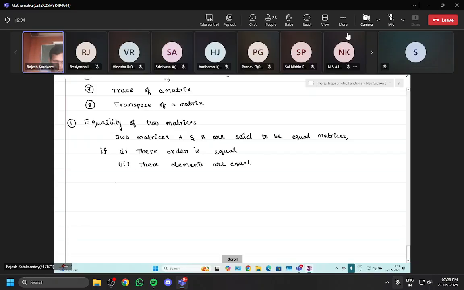Mathematically, we will say matrix A is equal to Aij of order m by n, and matrix B is equal to Bij of order m by n, right? We will say that if A is equal to B, then Aij is equal to Bij for all i comma j. Clear? This is mathematically we can write in this way.